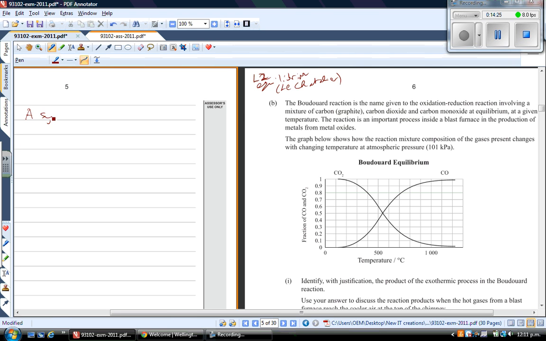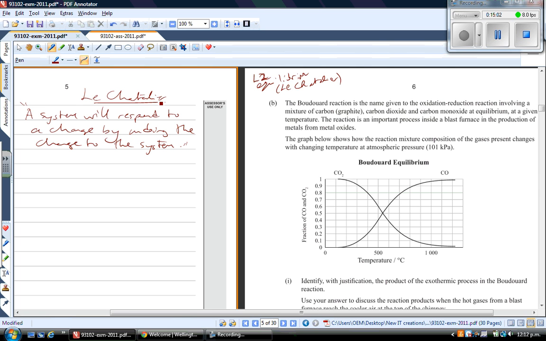a system will respond to a change by undoing the change to the system. So, for example, if you increase the temperature, the system will try to decrease the temperature, do whatever it needs to achieve that by undoing the change to the system. So let's take a look at the question, the particular scenario that we have here, but that was Le Chatelier. So we just want to recognize the guy that came up with this concept.